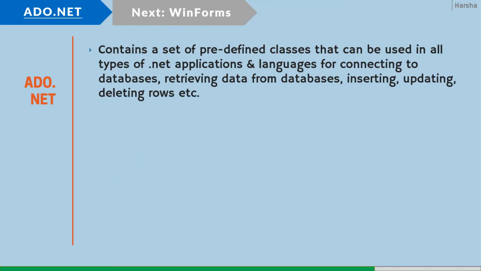Now coming to ADO.NET. ADO.NET consists of the predefined classes which can be used in any types of .NET application, including console, Windows, and web applications, in order to connect to databases and also interact with the databases, such as retrieving data from the database, inserting, updating, and deleting the data from the database.